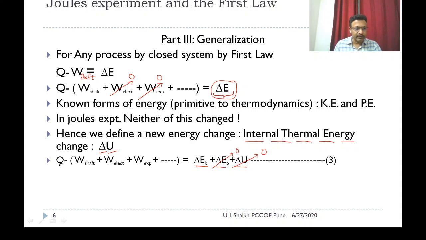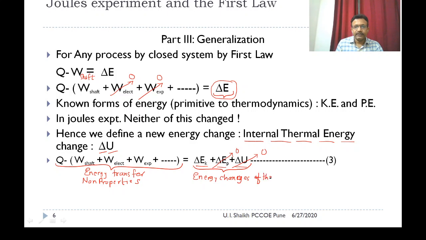If you look at the left hand side of the equation, you will find that these are all the known types of energy transfers. Only two types of energy transfers are identified by macroscopic thermodynamics, that is heat transfer and work transfer. And we know that these are not properties of the system. They are path functions, not state functions. So these are non-properties. Whereas on the right hand side, there are all the types of energy changes of the system, and these energy changes or these energies are properties of the system.